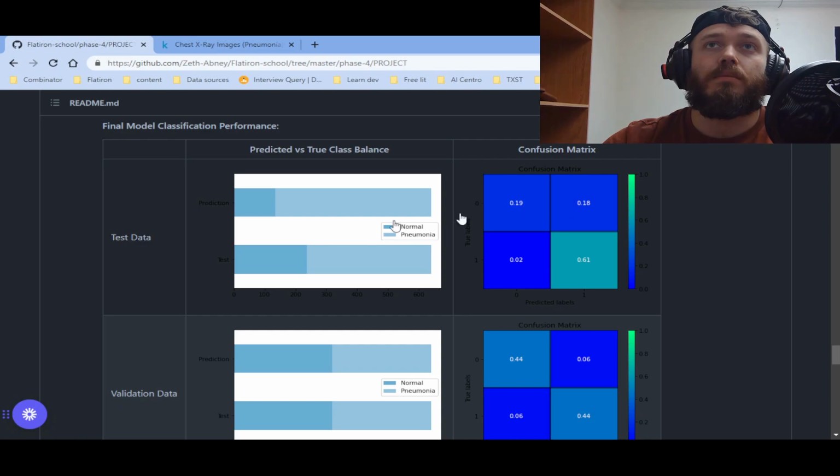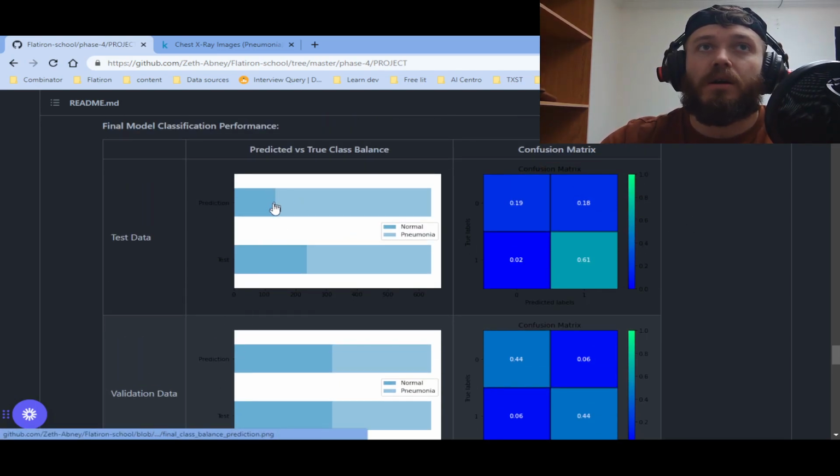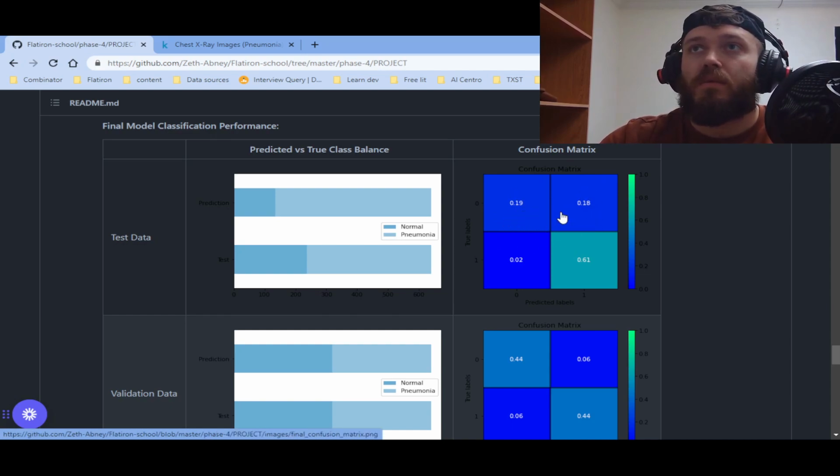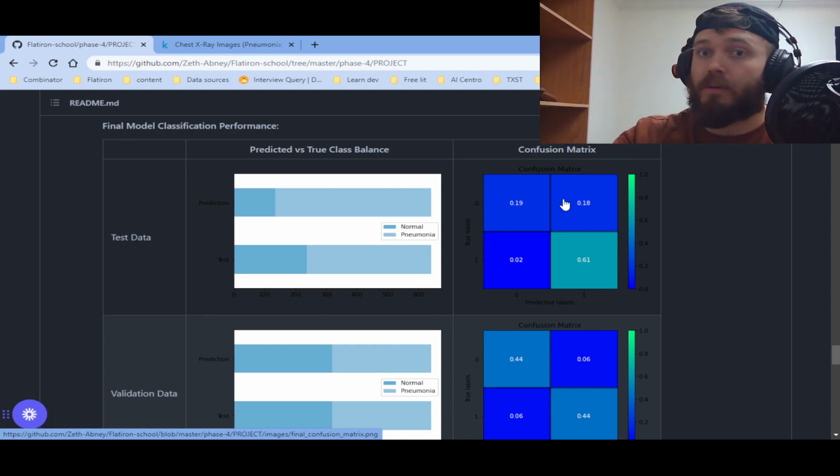Anyway, here's our predicted versus our true class balance for the test sample, and here's our confusion matrix for that as well. About half of our negative cases we're still predicting as positive, but it's still significantly better than the baseline.